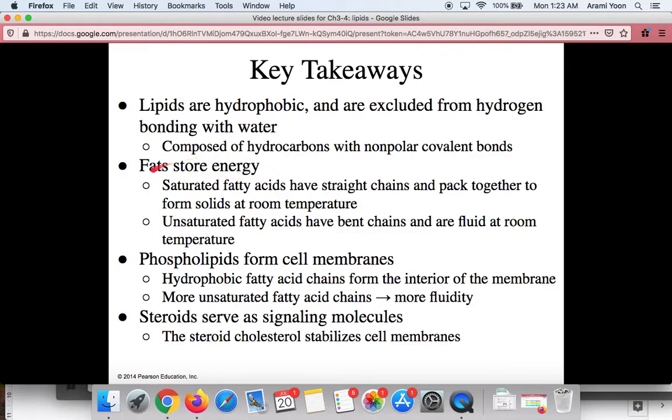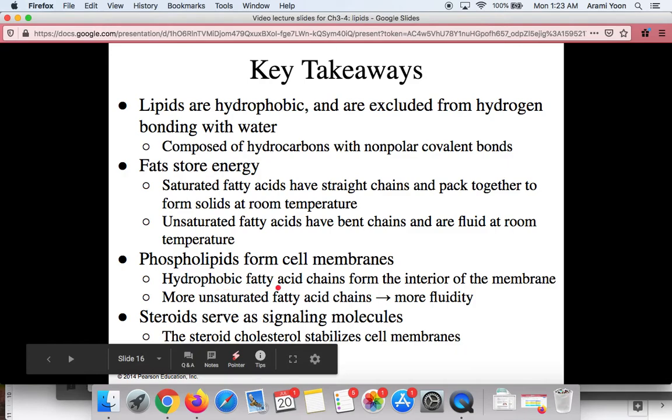So fats store energy. If you have saturated fatty acids, they have straight chains. They pack together solidly at room temperature. And if you have unsaturated fatty acids, they have at least one bent chain, and they're fluid at room temperature. If you have phospholipids, then instead of having a triglyceride, you're going to have 2 fatty acid chains plus a phosphate. And those are great for forming cell membranes. So the hydrophobic fatty acid chains will form the interior of the membrane. And the more unsaturated fatty acid chains you have, the more fluid the membrane is going to be.